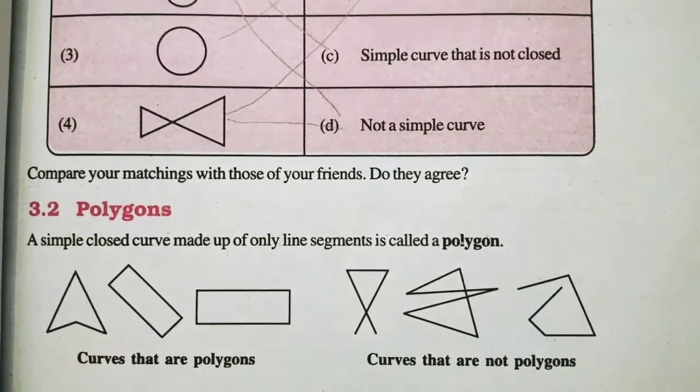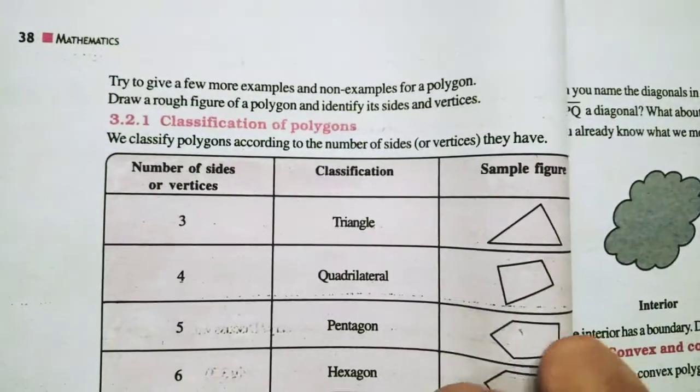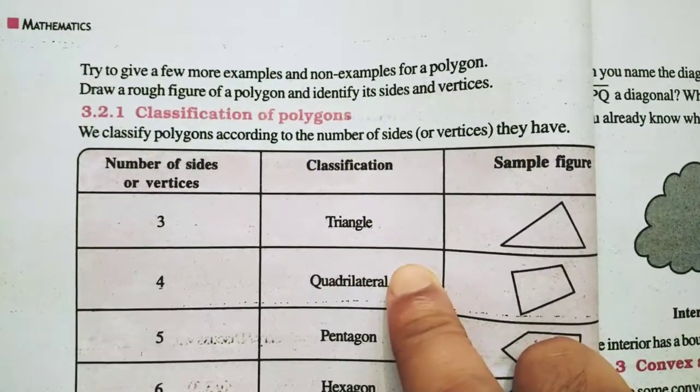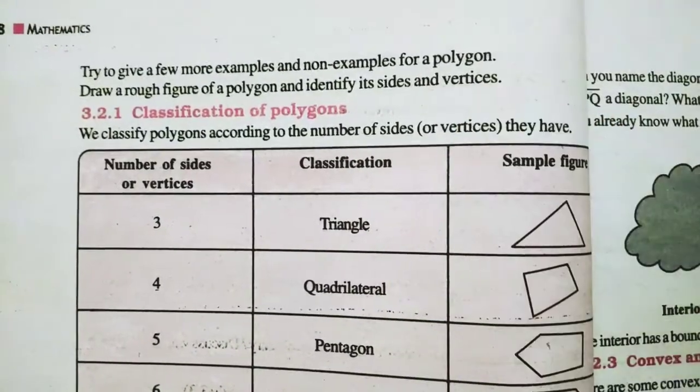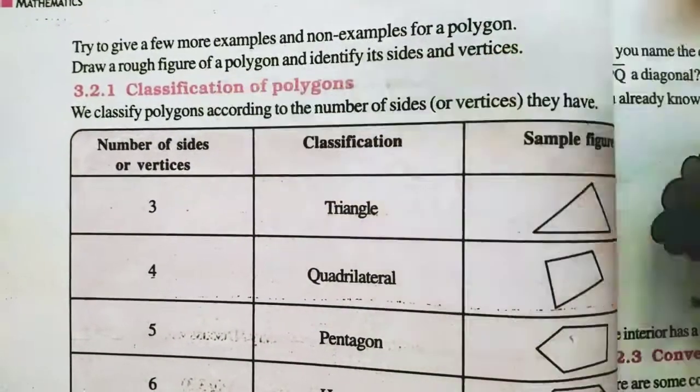Understood? So in the next page, what is given? Draw a rough figure of a polygon, identify its sides and vertices. So this is not required. I am starting the next part.